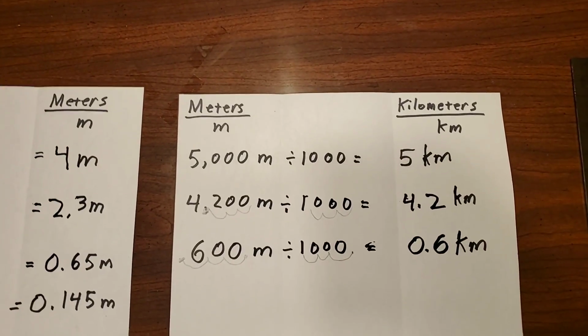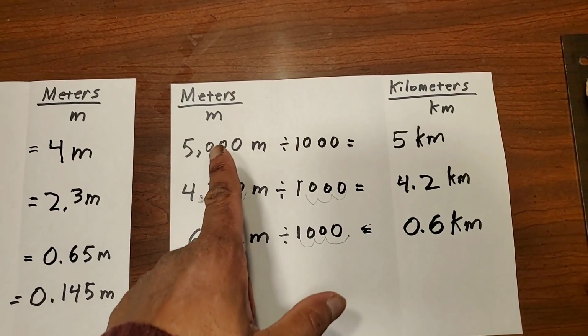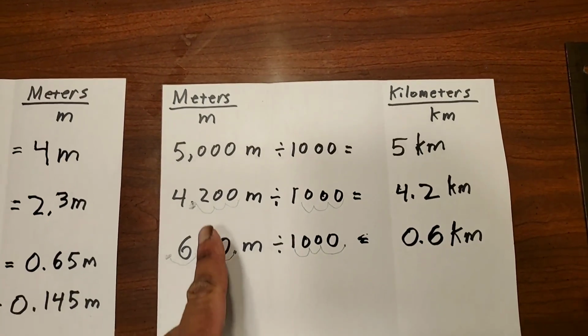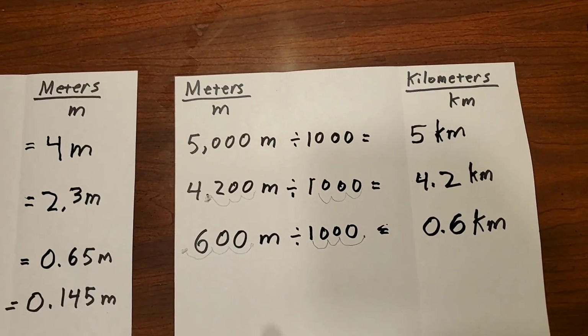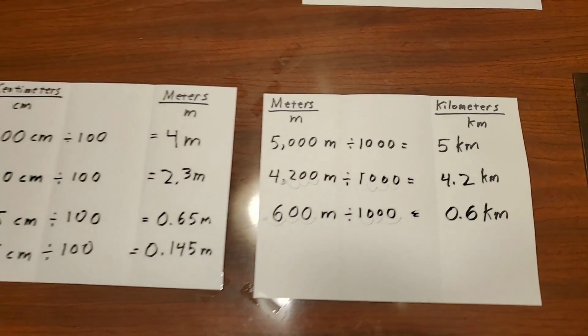Did everybody see what we just did? We converted meters to kilometers. 5,000 meters is the same as 5 kilometers. 4,200 meters is the same as 4.2 kilometers. 600 meters is the same as 0.6 kilometers.